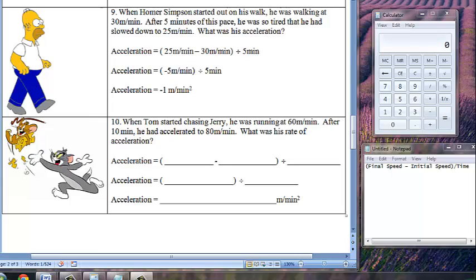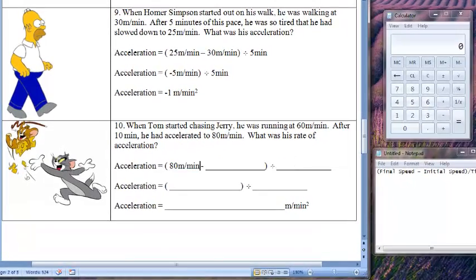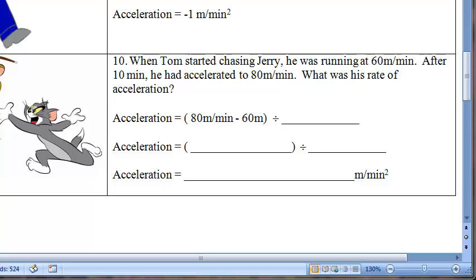Number 10. When Tom started chasing Jerry, he was running at 60 meters per minute. After 10 minutes, he had accelerated to 80 meters per minute. What was his rate of acceleration? First, you need to start by looking at his speed. His final speed was 80 meters per minute. His initial or starting speed was 60 meters per minute. Then you plug in the time of 10 minutes and you do your math.